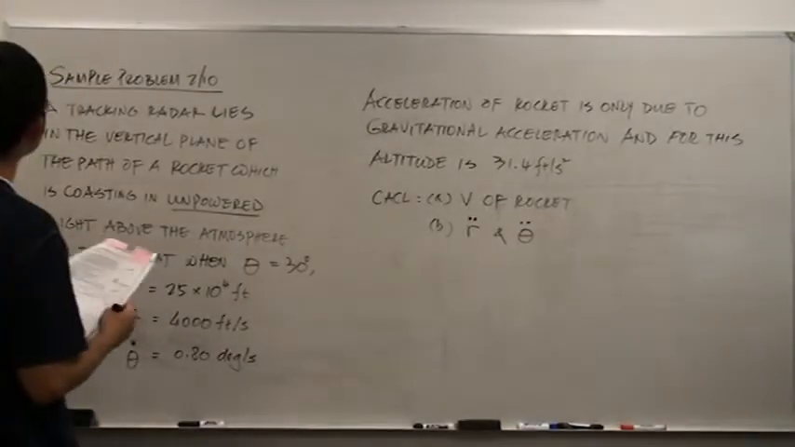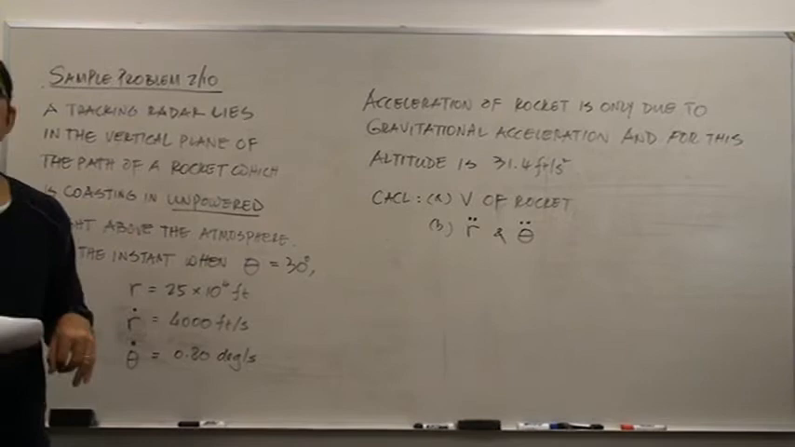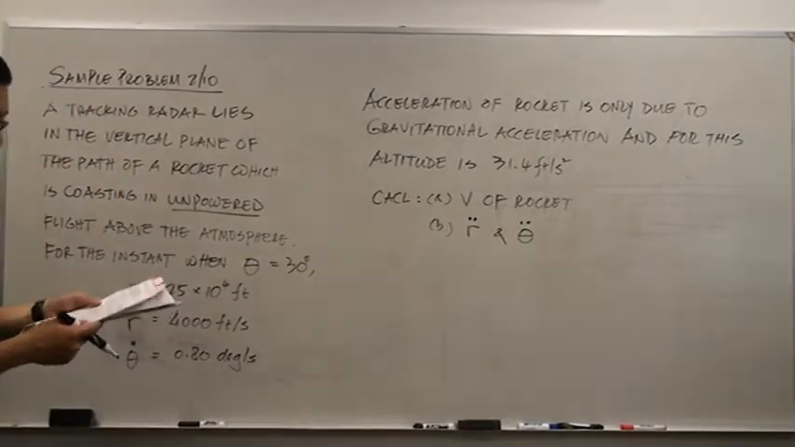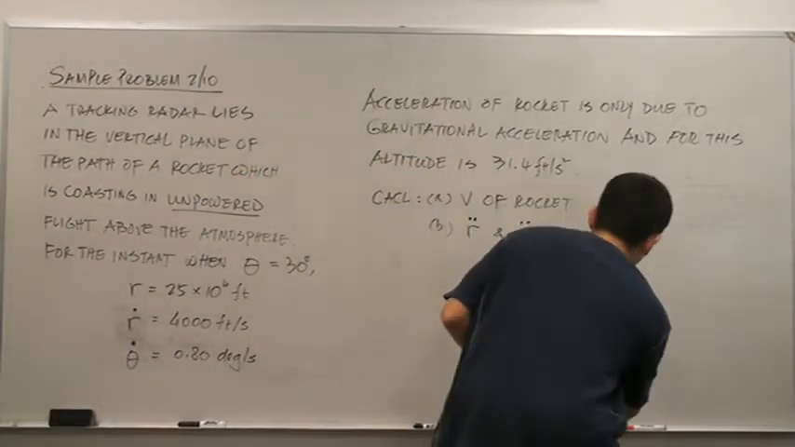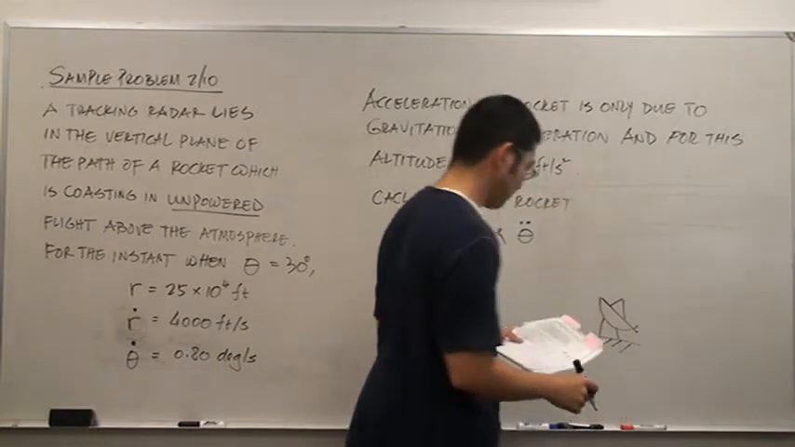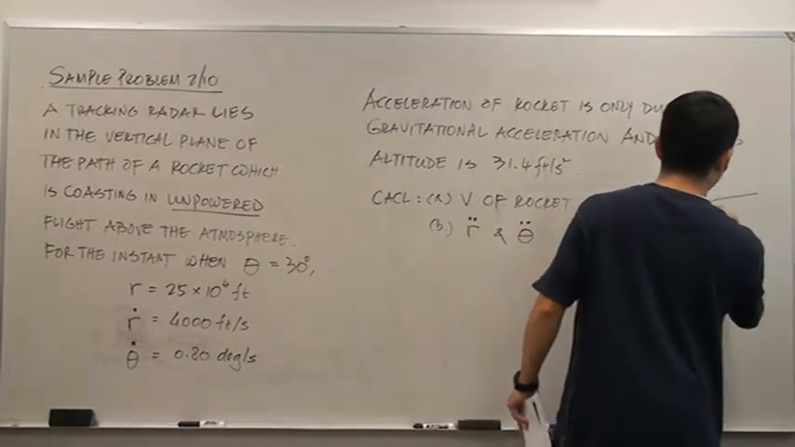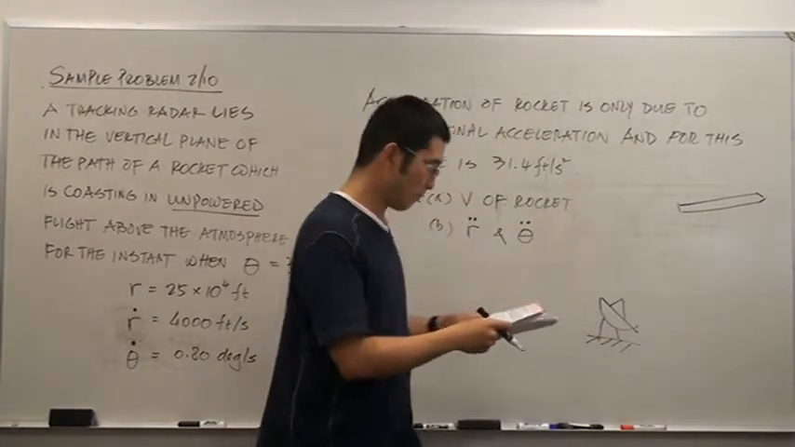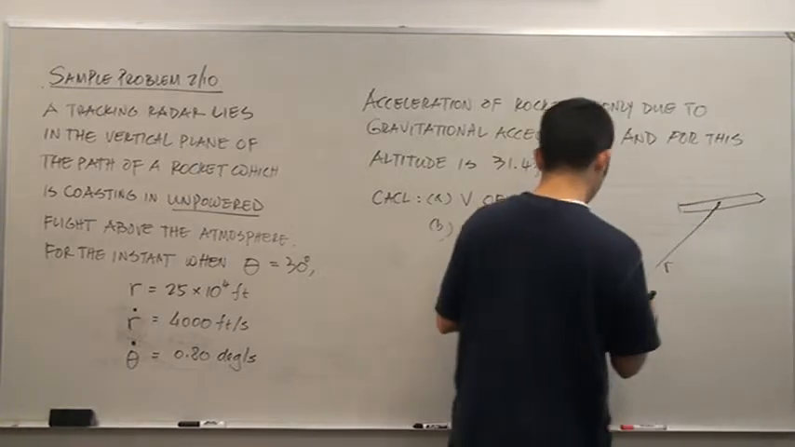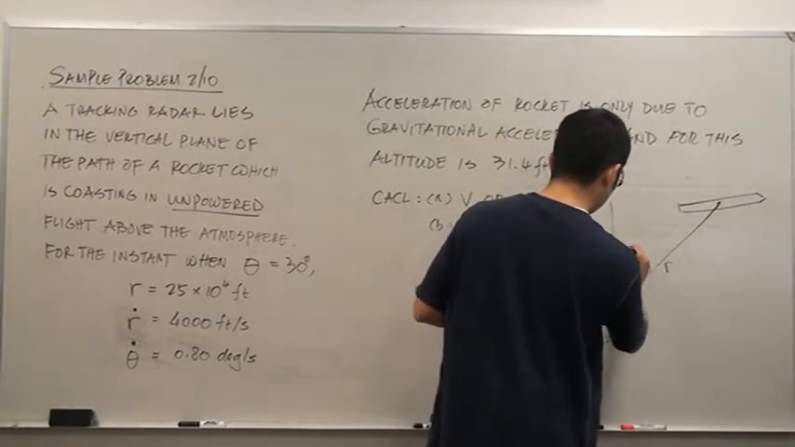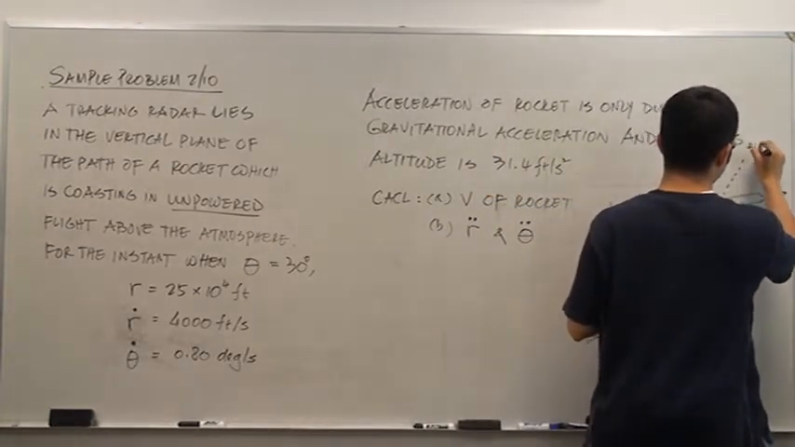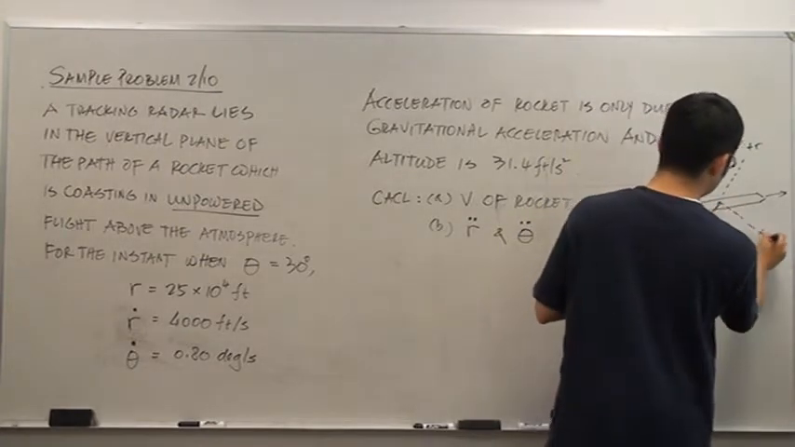Okay, the next problem is given in the sheet that I distributed in class for polar coordinates. Now this is sample problem 2/10. In this problem you actually have a radar. So this is your radar that is tracking a rocket. So this rocket is somewhere here. It's unpowered, and this is your R. This is theta. The rocket goes in this direction, so you do have positive R direction, positive theta direction.